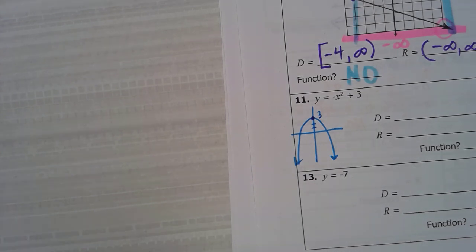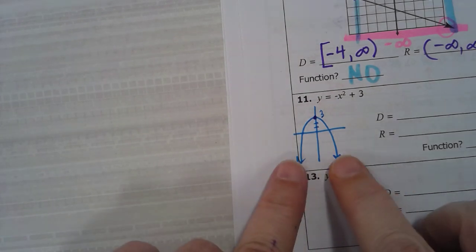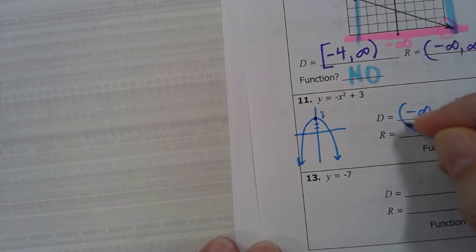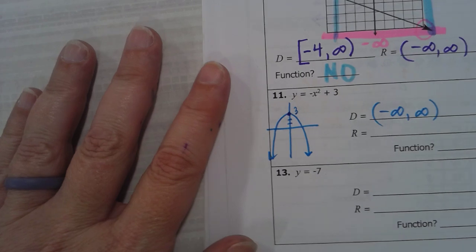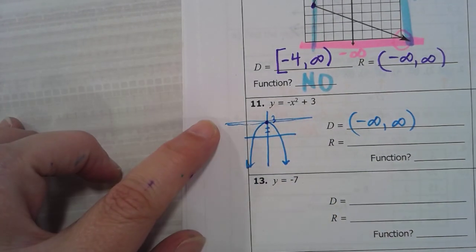So what happens from left to right on this graph? Is it ever going to stop? No, it's going to keep getting wider and wider. So negative infinity to positive infinity, or all real numbers, right? Forever and ever. And what about up and down? Does it go forever and ever up, forever and ever down? Nope. It stops at 3. So right here, it stops.